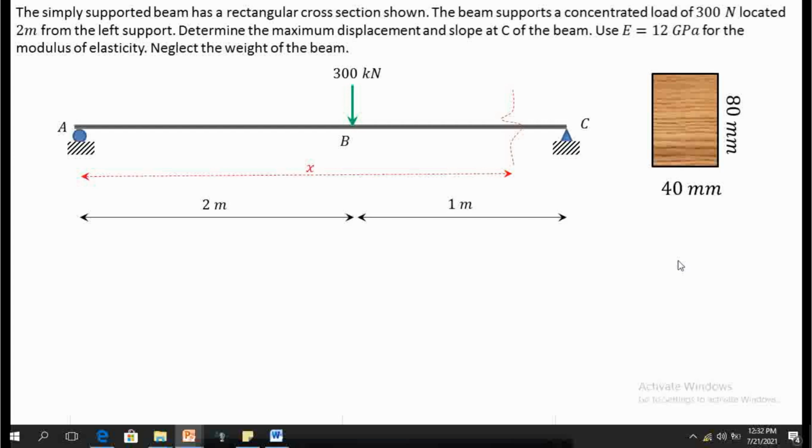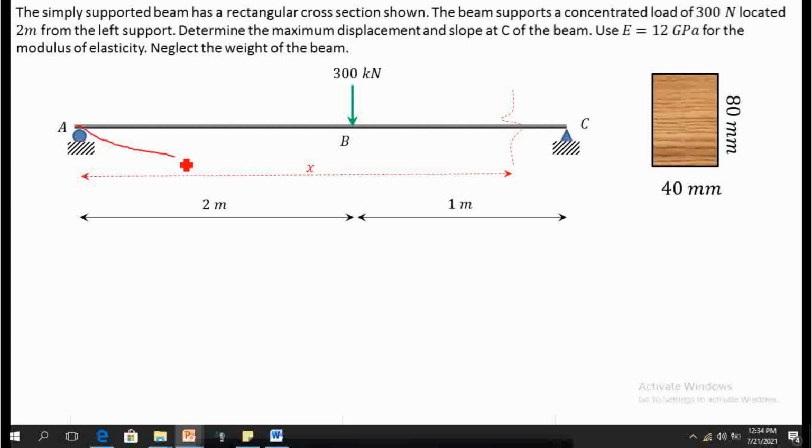For the second illustration, the simply supported beam has a rectangular cross-section. The beam supports a concentrated load of 300 kilonewtons located at 2 meters from the left support. You're required to determine the maximum displacement and the slope at point C. So, dalawang hinahanap natin dito. Yung value ng maximum displacement at saka yung slope at point C.